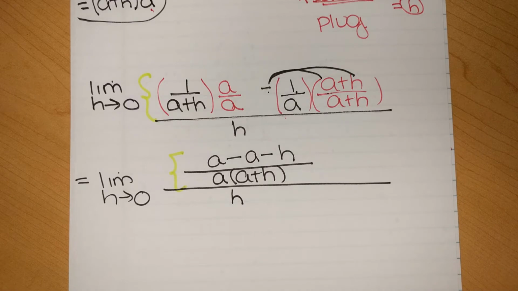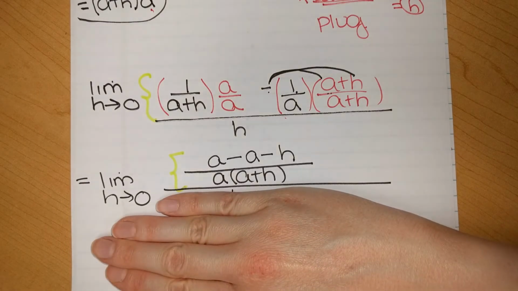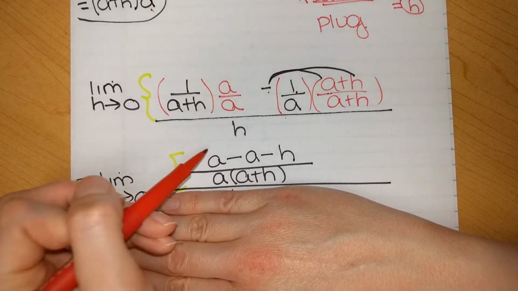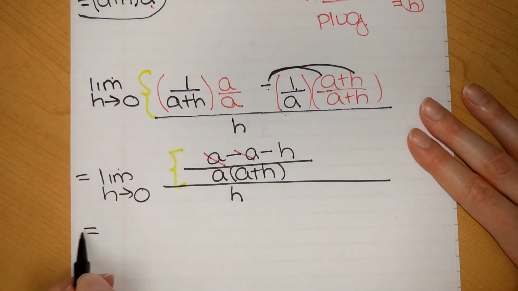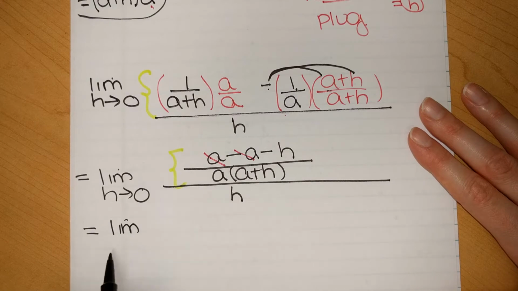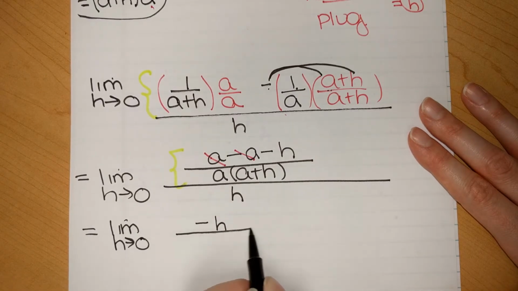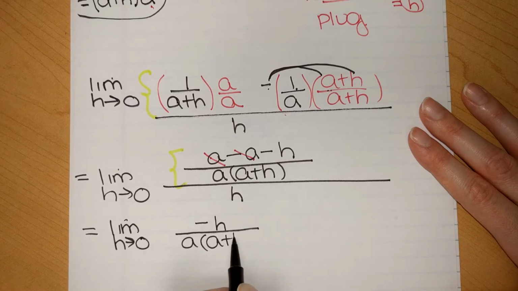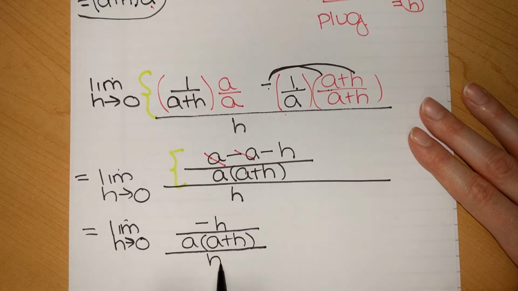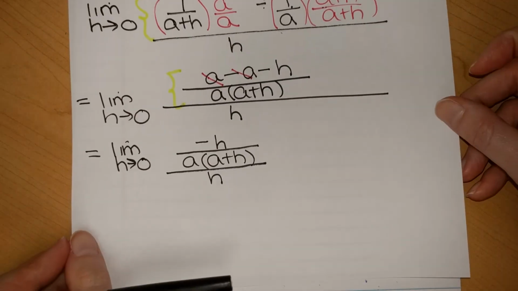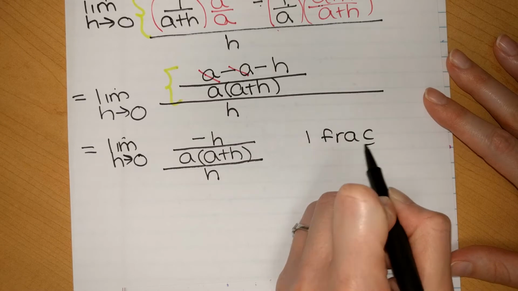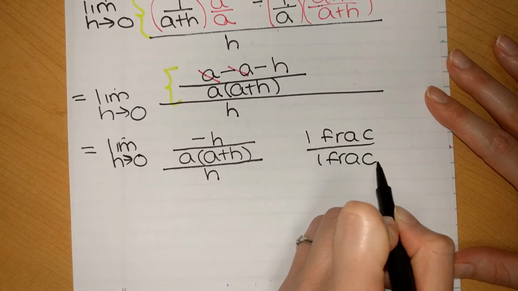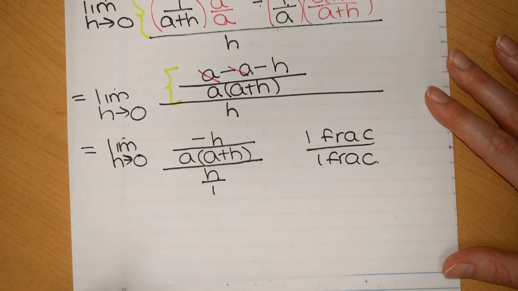All right, now again, before we think about factoring, we've got to think, is this simplified as much as possible? And you look, you have an a minus a, so those can cross out, and that will leave us with the limit. Again, we still have the h, so we still have the limit notation, negative h over a times a plus h over h. All right, now we have a complex fraction here. When we have one fraction over one fraction, it doesn't really look like one fraction right now because it's just h, but we could write that as over 1.